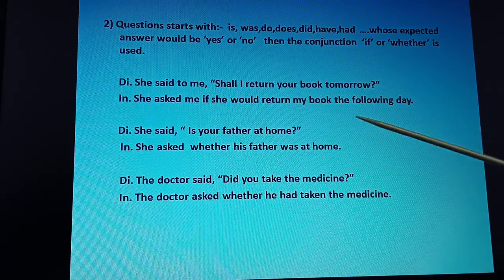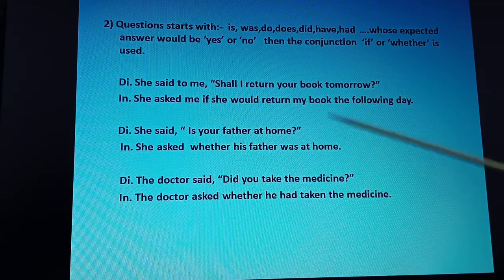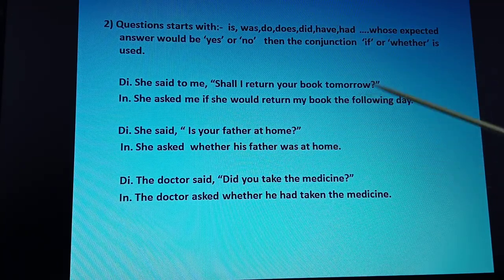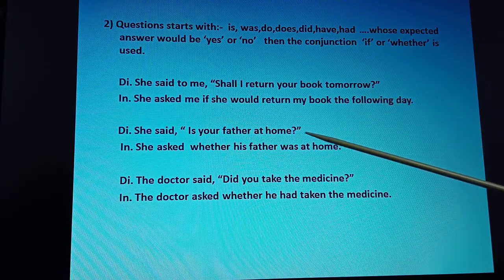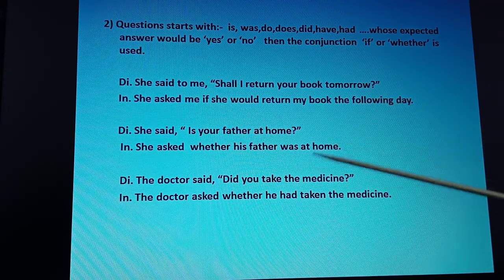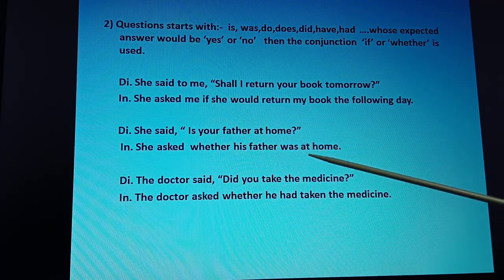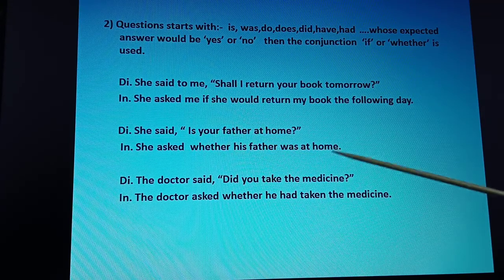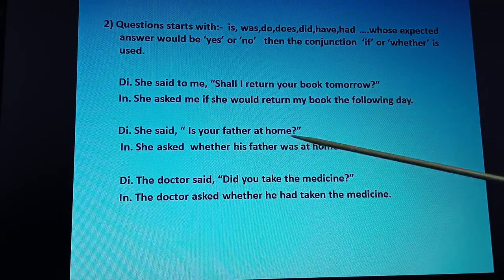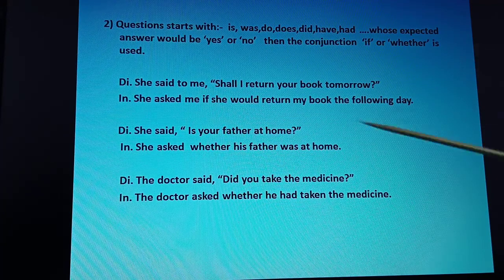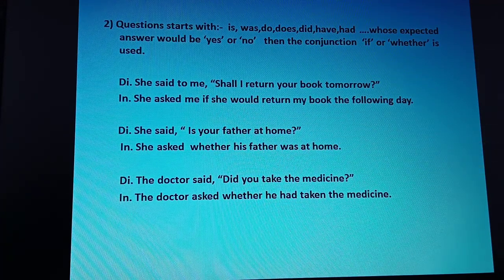Again, she said, is your father at home? See, starting with is. Is your father at home? Answer would be yes or no. Here also yes or no. Suppose somebody asks, is your father at home? Answer would be either yes or no. Now here indirect speech would be, she asked whether his father was at home. Is will change into was. Tense is the same, is will change into was. Whether his father was at home or if his father was at home, both are right.